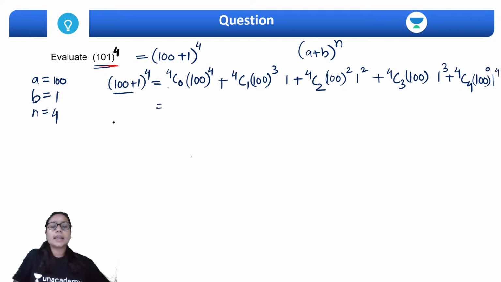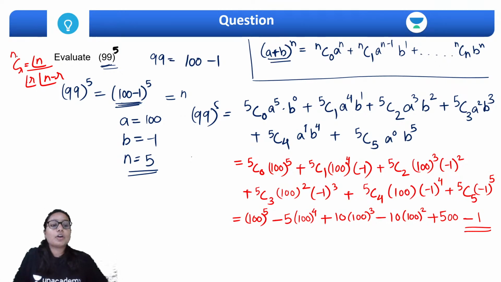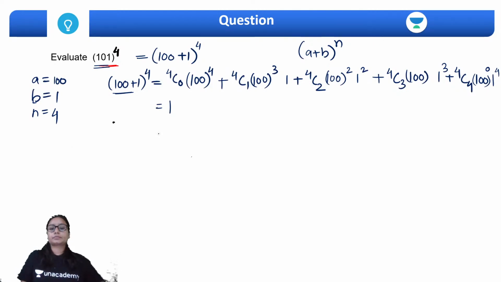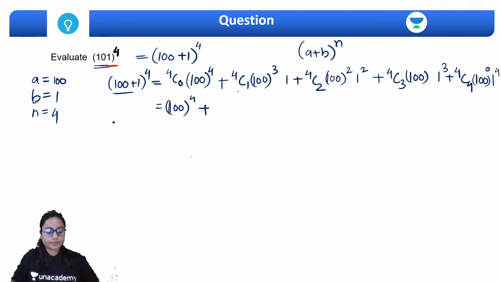Finally I'll get the value of 4C0. The value of 4C0 is always equal to 1, as I discussed earlier. The value of nC0 is always n factorial upon 0 factorial into n factorial, so this is always 1. So this is 1 into 100 raised to the power 4 plus this is 4C1. What is the value of 4C1? Yes, Prakhar, correct.